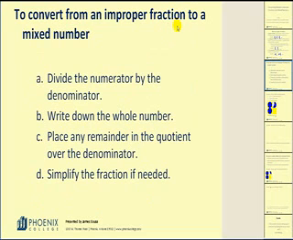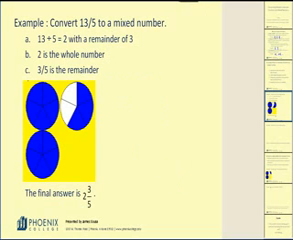Okay, so what we want to do is convert from an improper fraction to a mixed number, and here are our procedures. Step 1 is we divide the numerator by the denominator. We write down the whole number of our quotient. We place any remainder in the quotient over the denominator, which gives us our fraction part. And then if we need to, we simplify the fraction. Let's take a look at an example of this.